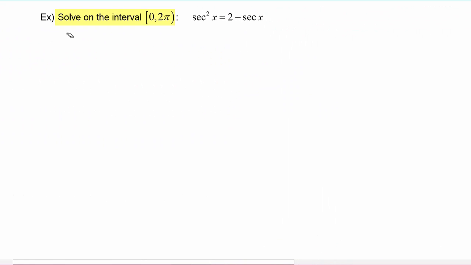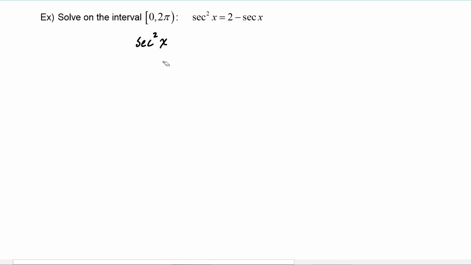In this example, we will solve on the interval 0 to 2 pi, so we're in radian measure again. And our equation is that secant squared of x is equal to 2 minus secant of x. And again, just like in your Algebra 1 days, we have to get everything on one side and then factor. So let's leave the secant squared of x on the left-hand side here because it's already positive, and that's a good thing. We like our squared term to be positive.